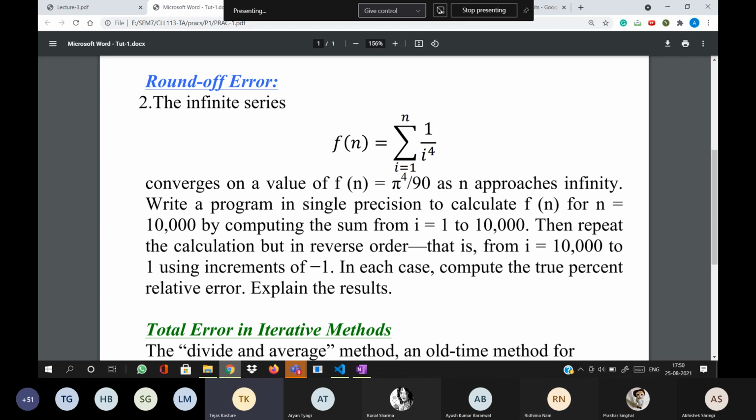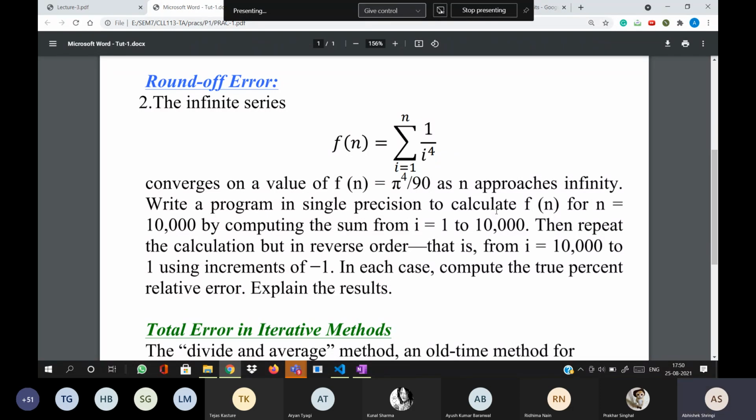Sir, actually, I have a doubt. What does single precision mean here? Single precision just means that you have to use float here instead of double. In C++, there are two data types for storing your values. So single precision means you have to use float, not double. If you just Google float, it will come out as a single precision decimal.